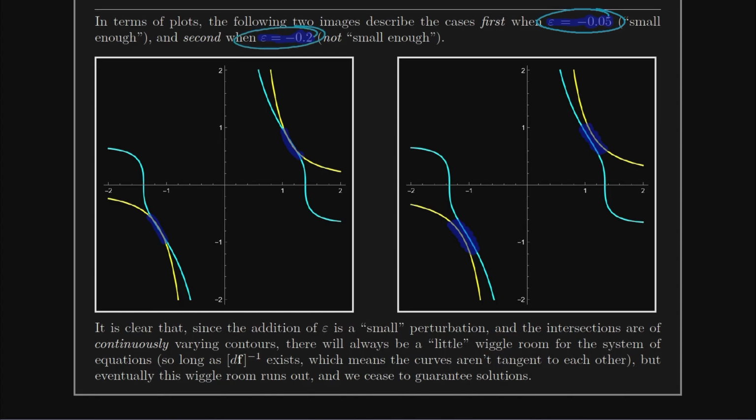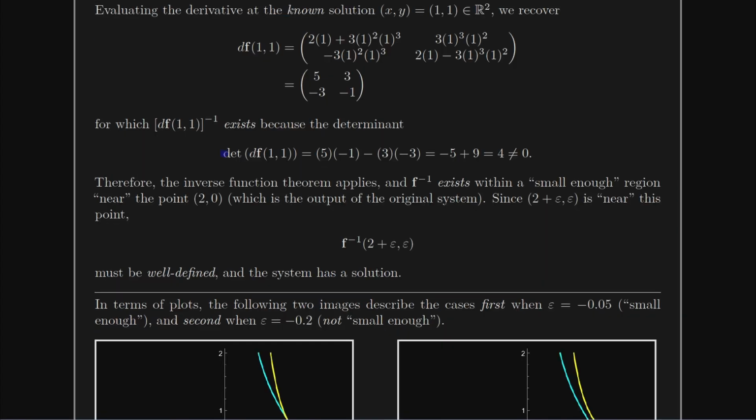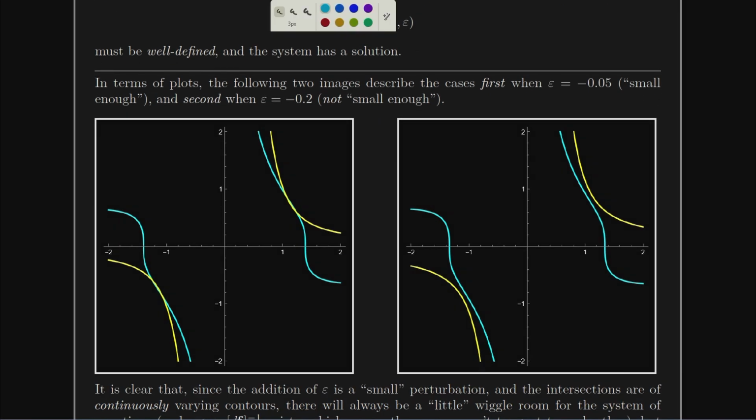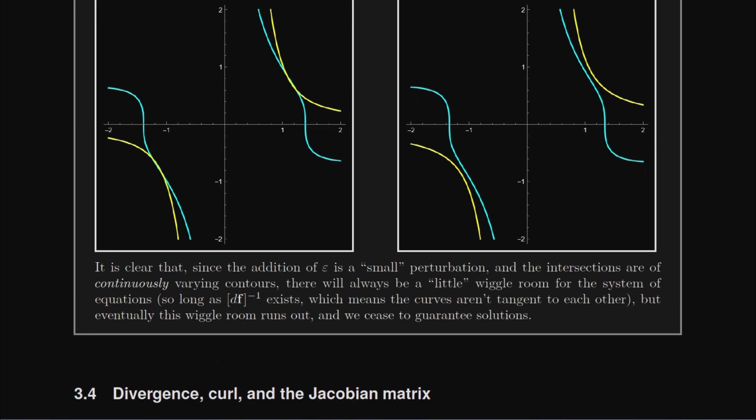That maintaining of solutions really corresponds to how much space this determinant has before it reaches 0. Once the determinant becomes 0, that's the point at which the two curves are only intersecting at a single point. And once you go any farther than that, there are no longer going to be any solutions. So that's really how we would use the inverse function theorem.